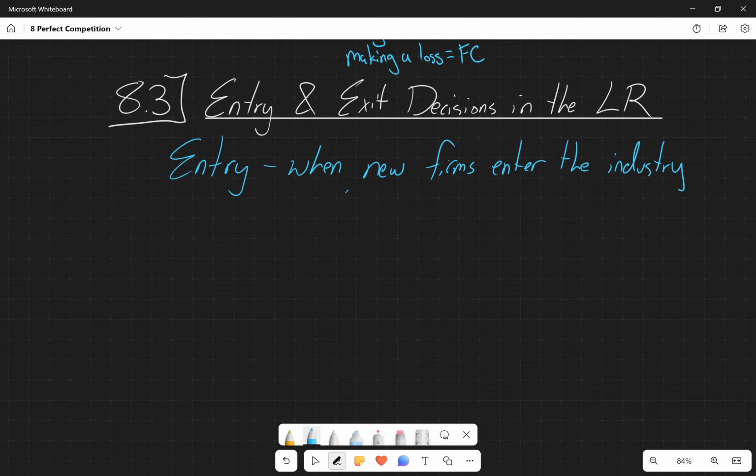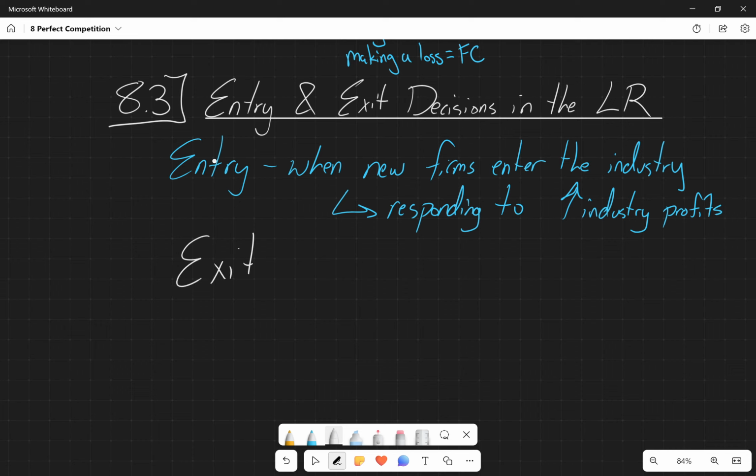Why do they do this? Because they are responding to increased industry profits. How do they know that there's increased industry profits? Because it's perfect competition and they have perfect information. Very good. They can't hide their profits from other people. The producers and the consumers all have the relevant information necessary in order for them to make correct decisions. Very good. The exit is the opposite, right?